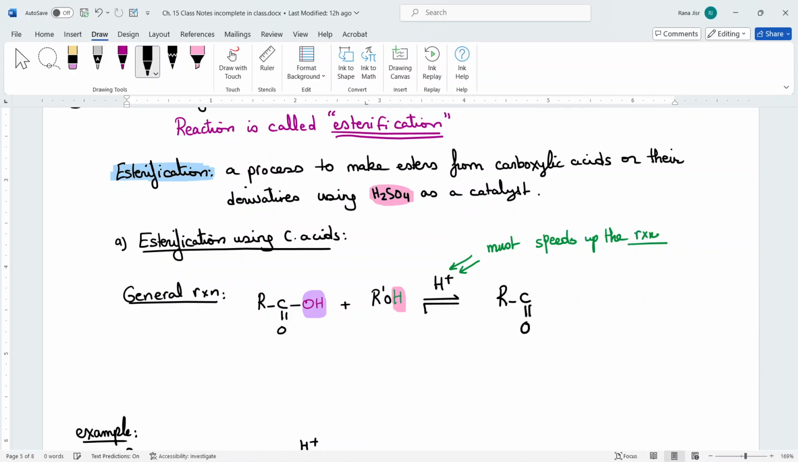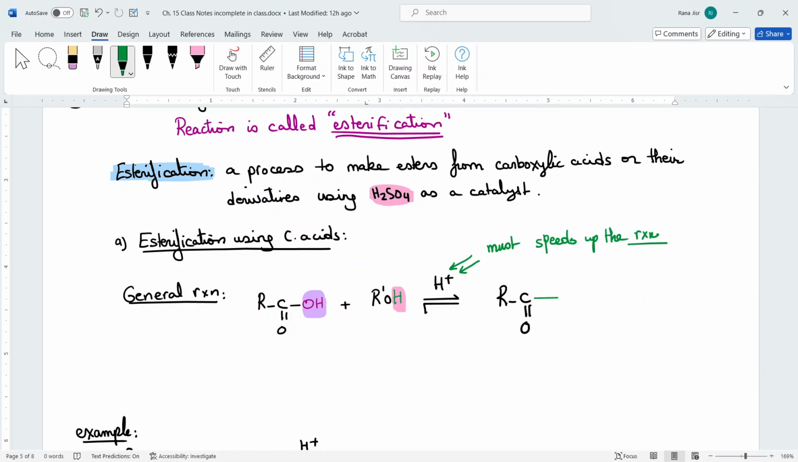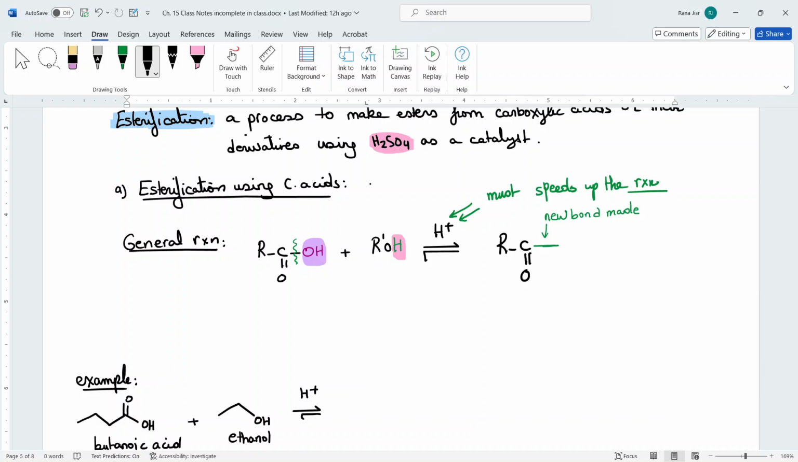I'm going to make a bond. Let's draw this bond in a different color, because this bond here is broken. So I'm going to make a new bond, and you add the rest of the ester, which is the O and then the R prime. Notice that you are making the connection between the C and the O, the oxygen of the alcohol here.